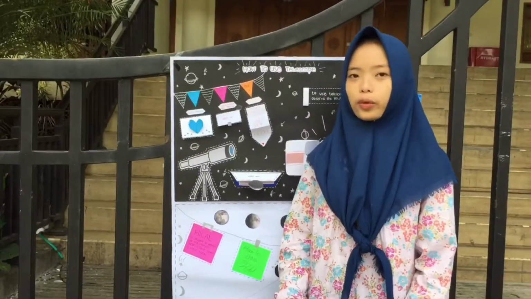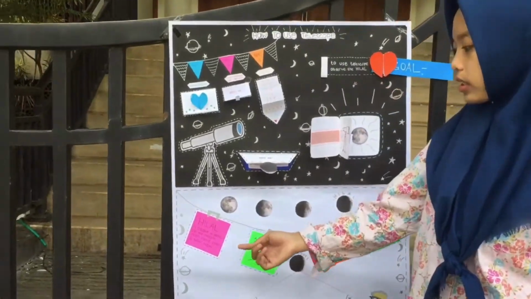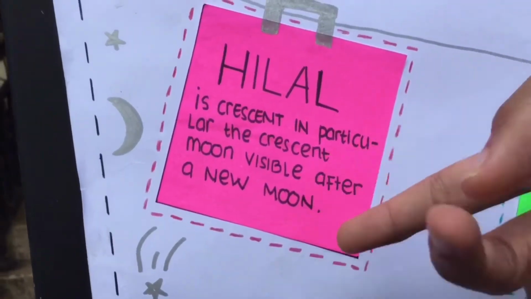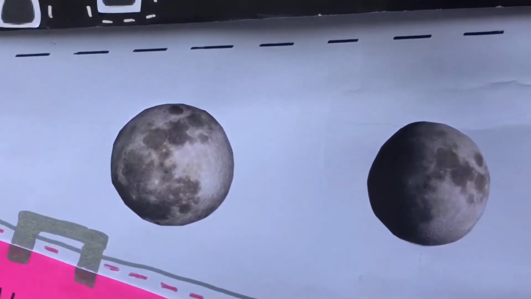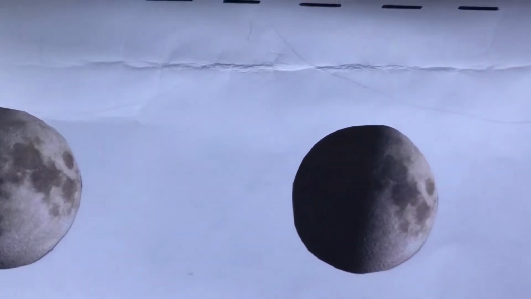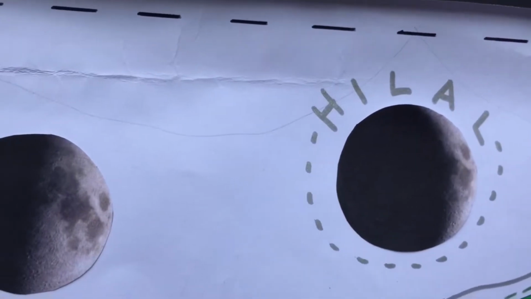Okay, next I want to explain what is Hilal. Hilal is crescent, in particular the crescent moon visible after a new moon, and determining the beginning of a moon. See Hilal, crescent moon, and Islamic calendar. Muslims look for the Hilal when determining the beginning and end of the Islamic month.